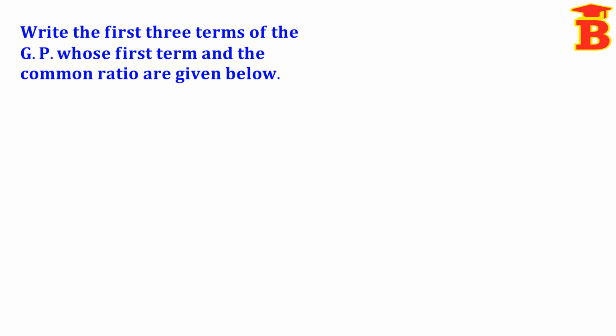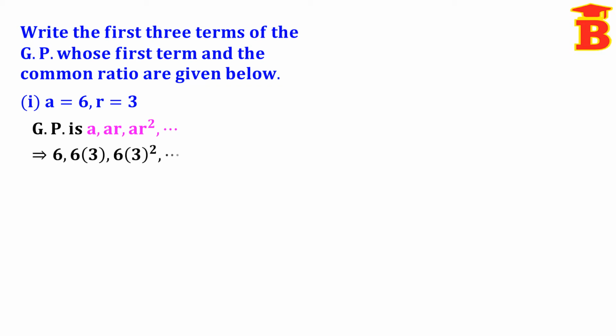Now let us see the problems. Write the first three terms of the GP whose first term and the common ratio are given below. The first subdivision, a value, r value given. a equal to 6, r equal to 3. We know the GP is a, ar, ar square, etc. Just substitute the values and write the answer.